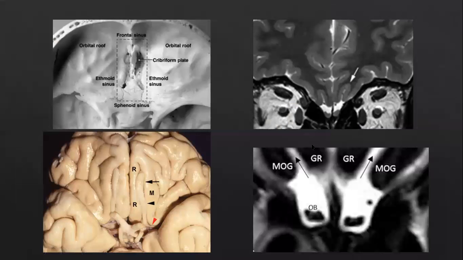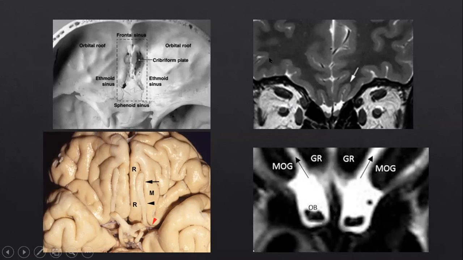So here it is on a zoomed picture, what it looks like. You've got the orbital roof. So this is a lateral plate of the frontal bone, and in the midline over here, you have got the cribriform plate, which is formed by the ethmoidal bone. And these, of course, support the frontal lobes themselves.